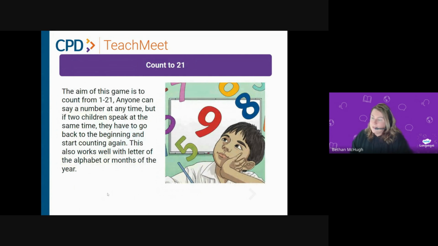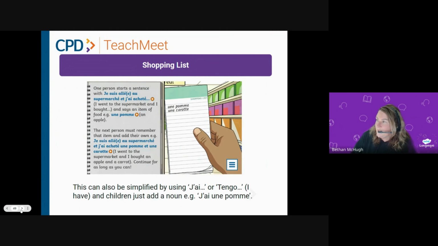Counting to 21. This works with the alphabet or months of the year, anything sequential. So anyone can shout out a number at any time. So you've got all the children sitting there. They can sit with their heads down, so it can be quite a quiet activity. And someone says un, somebody else will shout out deux. Somebody else might shout out trois. And then two people shout out quatre at the same time, back to the beginning. You've got to manage to get through. So if they're not looking at each other, you've got to get all the way through without two people saying something at the same time. Great for practicing the numbers.